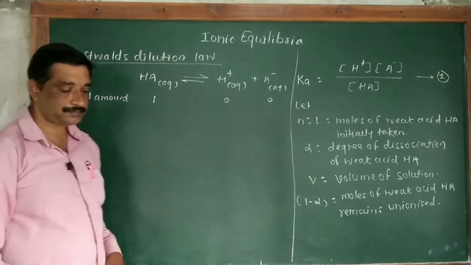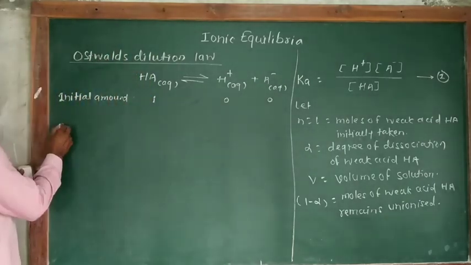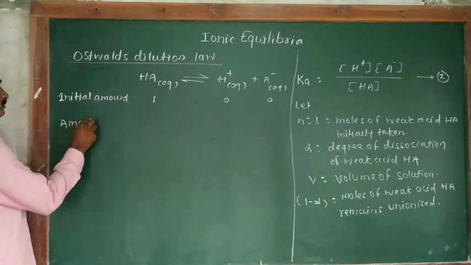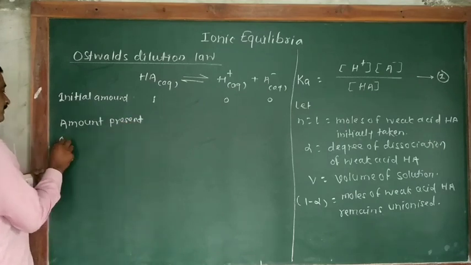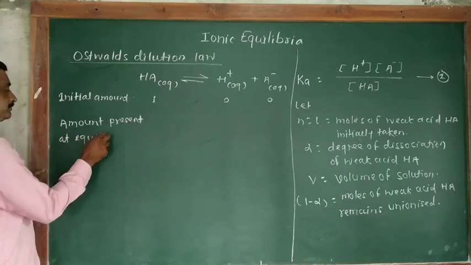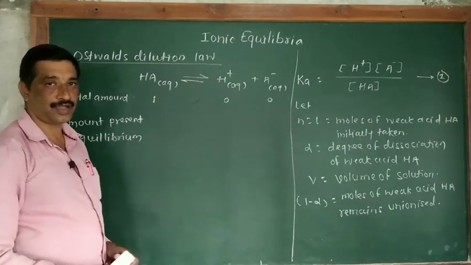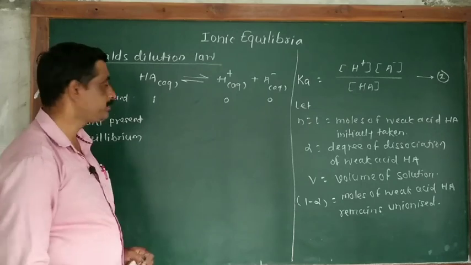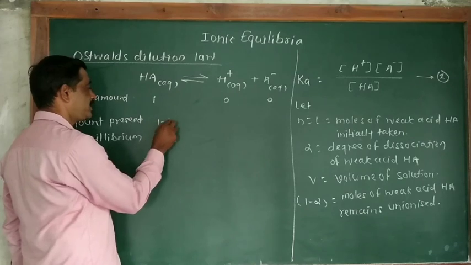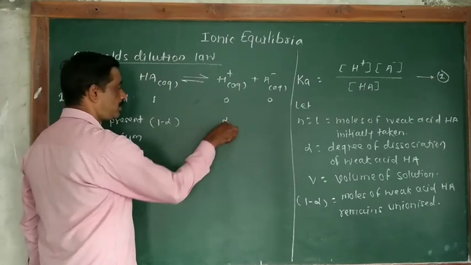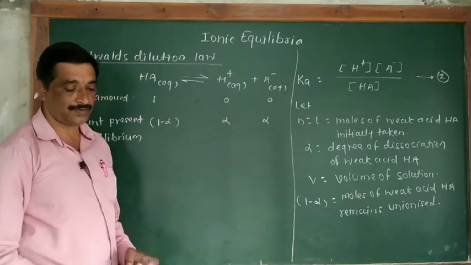Then we consider the amount of these species present at equilibrium. Out of 1 mole, alpha moles undergo dissociation, so the amount remaining at equilibrium of this weak acid HA is 1 minus alpha. For H plus ions it is alpha, and for A minus ions it is also alpha.